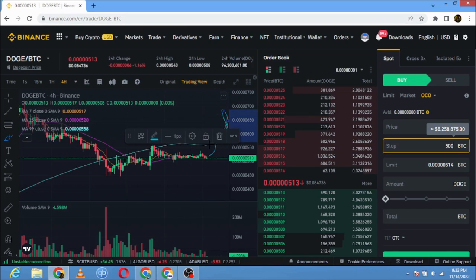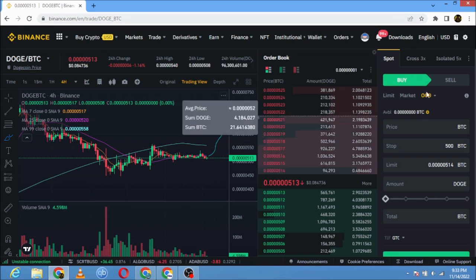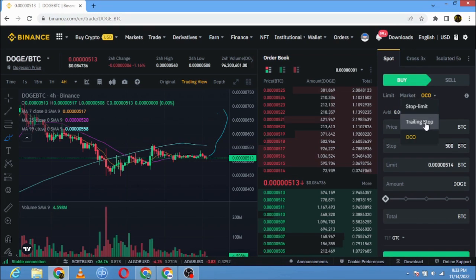And even if the price goes up, it will not move. The stop loss will not move. That's the difference between OCO and trailing stop loss. I hope you have understood.